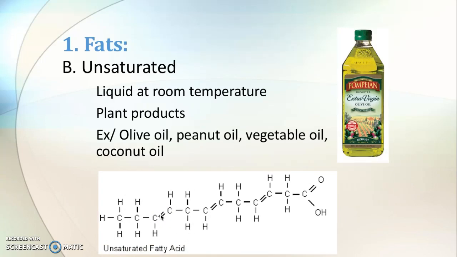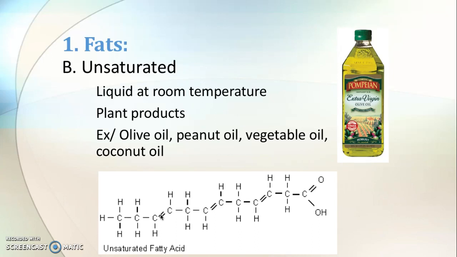Then we look at unsaturated fats. So unsaturated fats are liquid at room temperature. They tend to be plant or vegetable products. So that would consist of olive oil, peanut oil, sunflower oil, flaxseed oil. Okay, a lot of those things that we just consider oils to cook with.